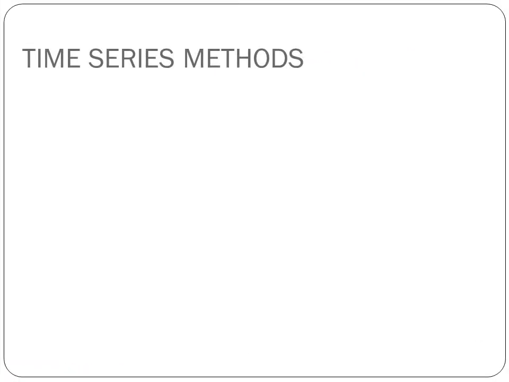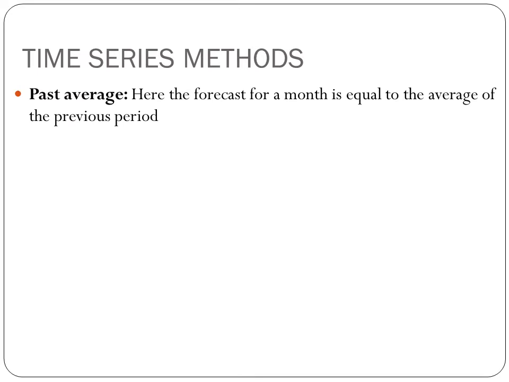Okay, the time series methods. Past average. Here the forecast for a month is equal to the average of the previous months. Let us forecast the value for January till April. We know the demand of January till April: January 20, February 20, March 25 and April 20.